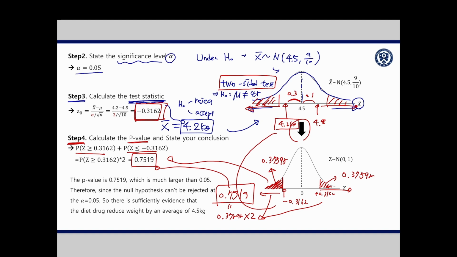Based on this process, the p-value of 0.7519 is much larger than the significance level 0.05. Therefore, we cannot reject the H0. That is, there is sufficient evidence to support the company's claim that the population mean is 4.5 kilograms.